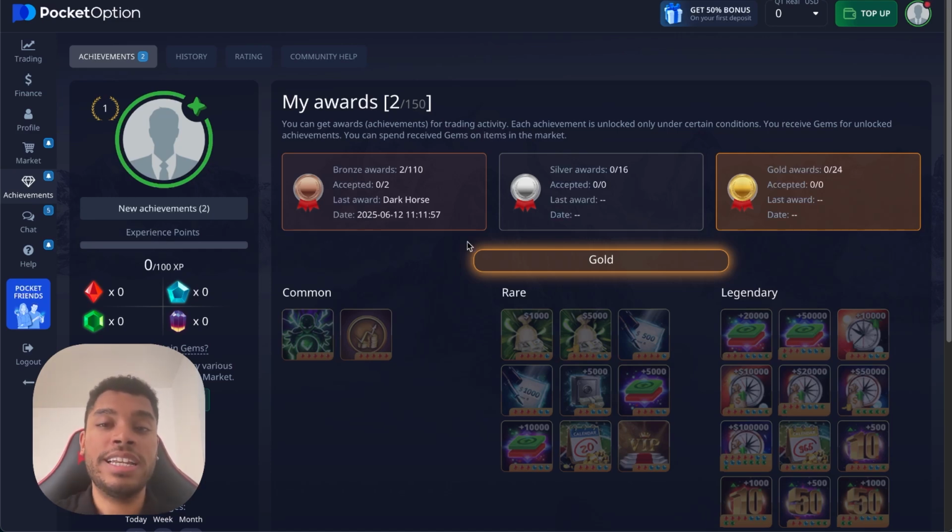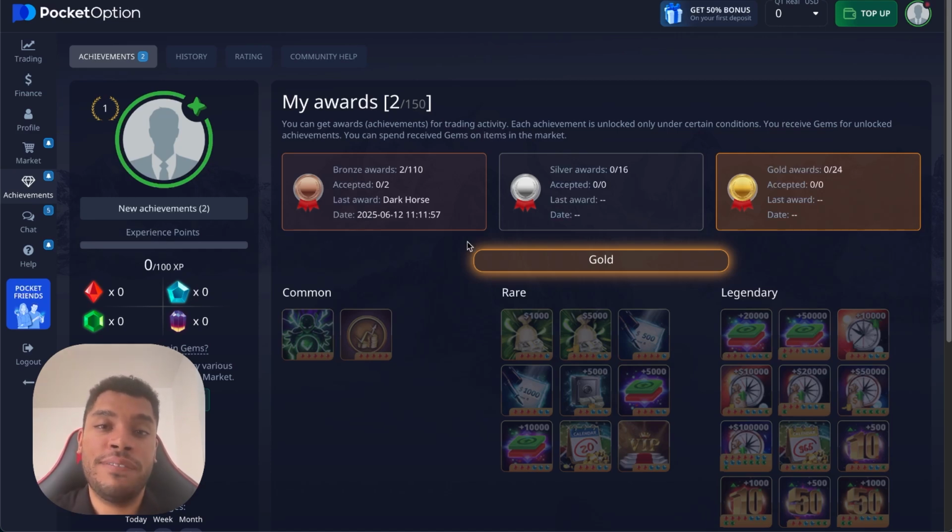So this is something that personally I don't give too much importance to, because it's basically a way to gamify the trading, and yeah, it's something fun to have. It's a nice feature that Pocket Option offers, but the core of this platform is trading, and I can guarantee you that if you're a profitable trader, if you're able to make money on this platform, you won't really care about all these gems and these achievements.